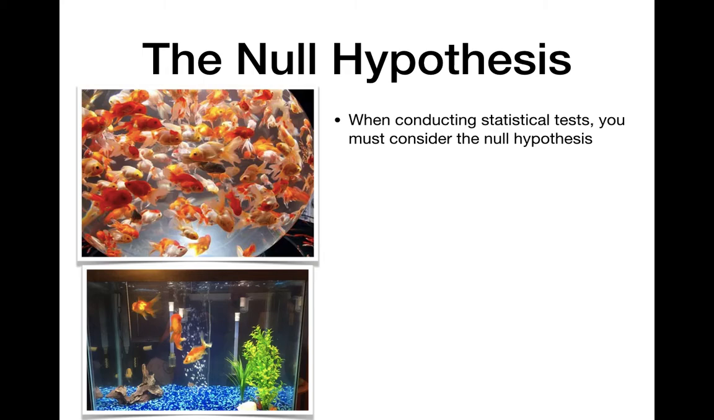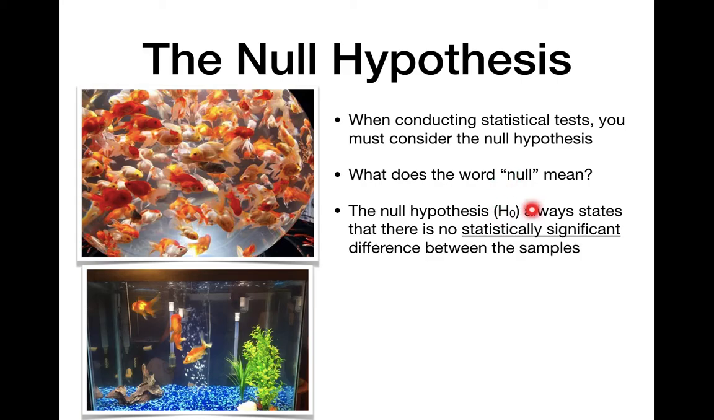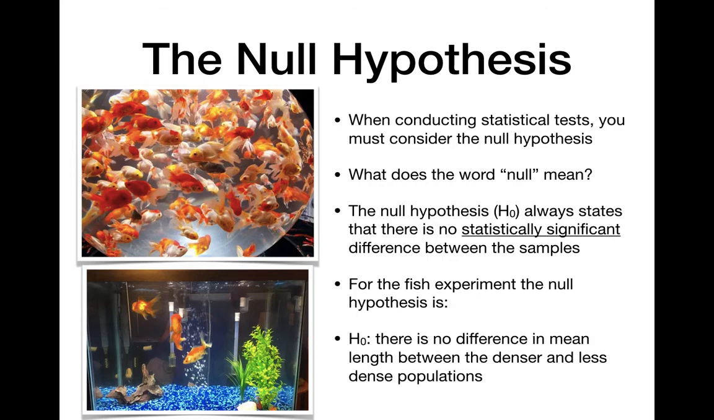Okay, so let's look at the null hypothesis. Null means there is nothing, there is no relationship. We symbolize the null hypothesis with H0. It states that there is no statistically significant difference between the samples. So let's say I have two goldfish samples, and it's about crowding, the population density of goldfish, and how big the goldfish are. In this experiment, the null hypothesis would be there is no difference in mean length between the denser and less dense populations. My experimental hypothesis, if the null is not correct, would be that there is a difference in mean length between the denser and less dense populations.